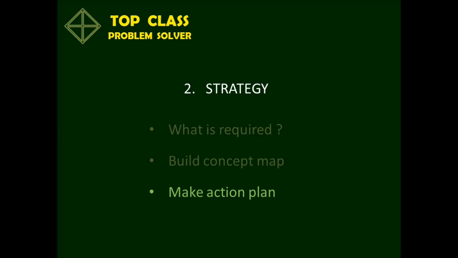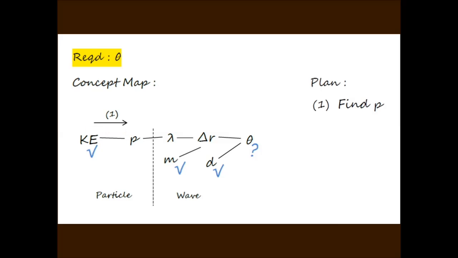The third step of the strategy is to create an action plan based on the concept map. The first step of the plan is to find the momentum of the particle from the kinetic energy using classical mechanics. The second step is to use de Broglie's equation to find the wavelength of the electron from its associated momentum. And then the third step is to use wave interference to find the unknown value theta.